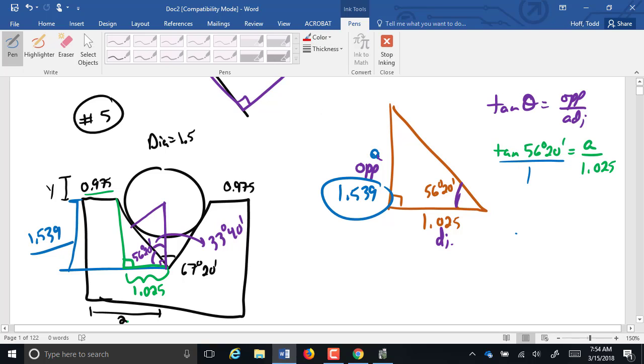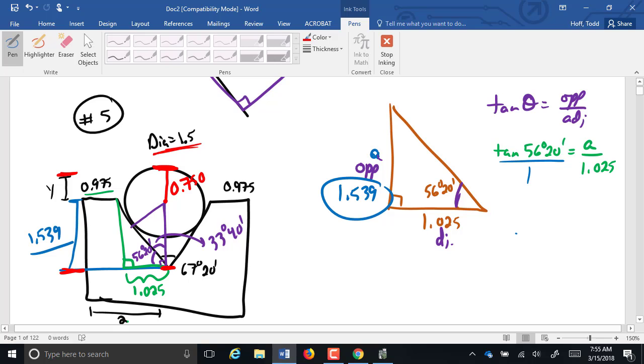Now, of course, from here to the top of y, if we put the y with the 1.539 dimension, is the same as from the bottom of the V to the top of the round stock. Well, I know this dimension is 0.75. Where'd that come from? We gave you a diameter here instead of a radius, so it's half of that 1.5.